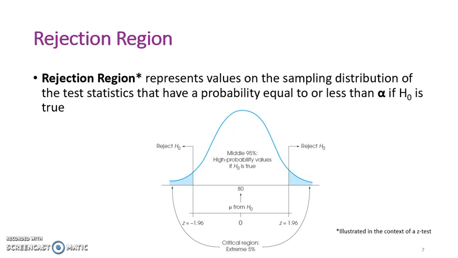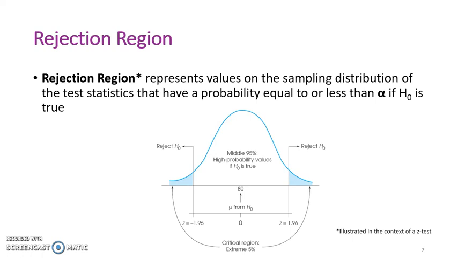Looking at the sampling distribution of means here, values close to the null value, which is 0 in this case, are pretty likely to be observed if the null is actually true. Values far from the null are much less likely to be observed if the null is actually true. Those rare values in the tails, the sections in blue, will form our rejection region. What is a rejection region? They're values on the sampling distribution that have a probability equal to or less than alpha if the null hypothesis is true. So the area under the curve in the rejection region needs to total alpha.